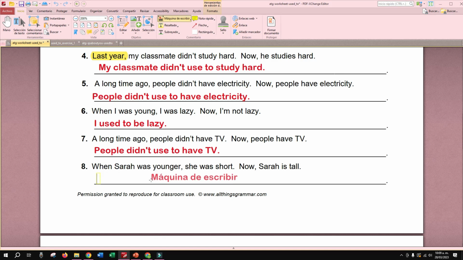When Sarah was younger, she was short. Now Sarah is tall. Which could be that one? Sarah, what? Sarah used to be short, right? Sarah used to be short. That would be that one, right?